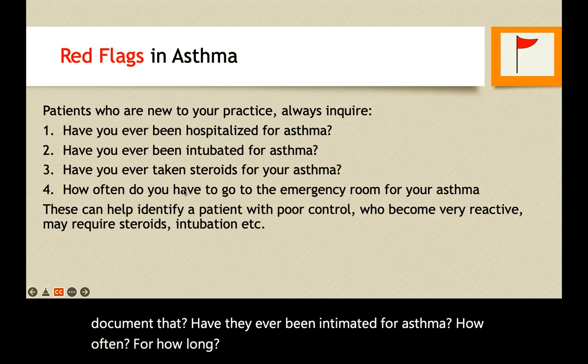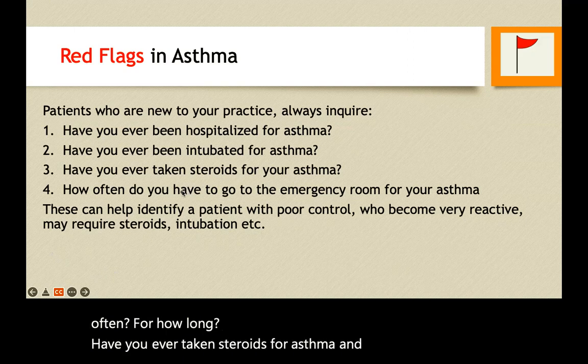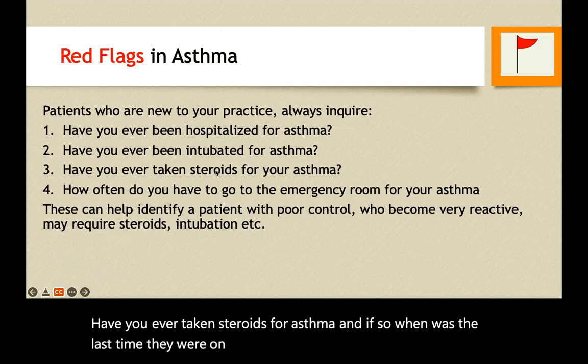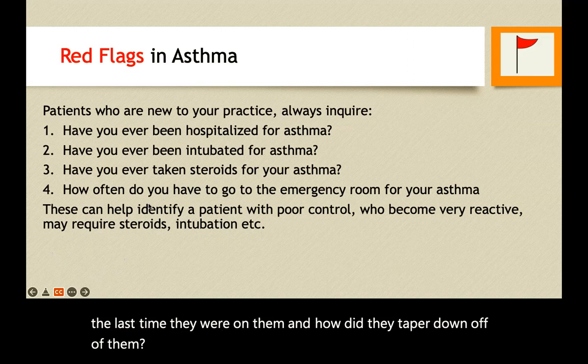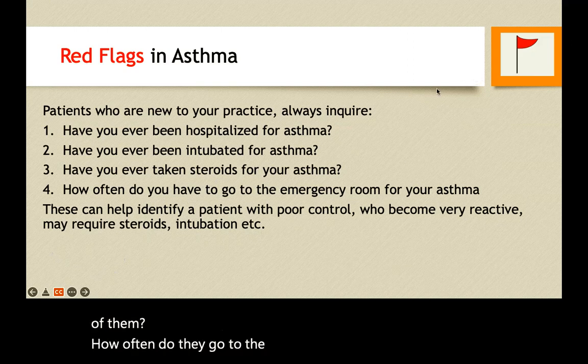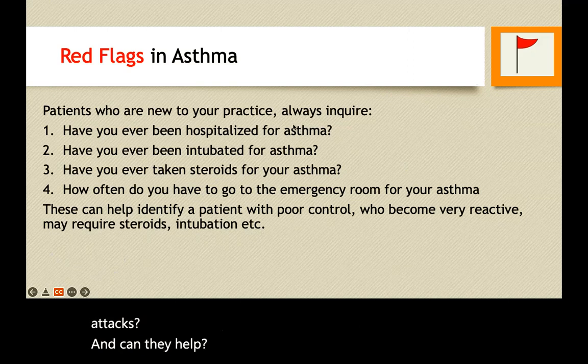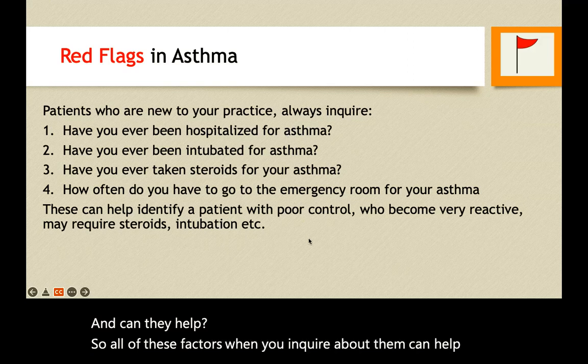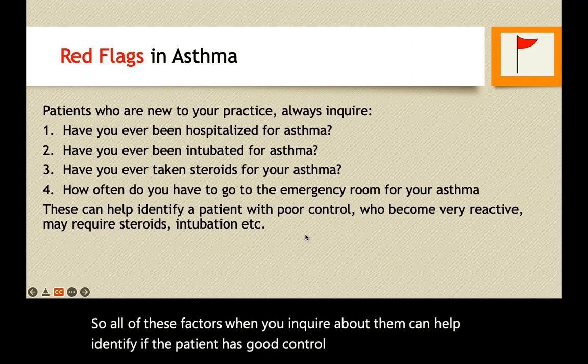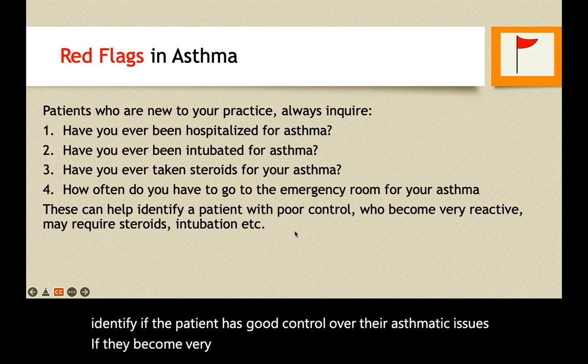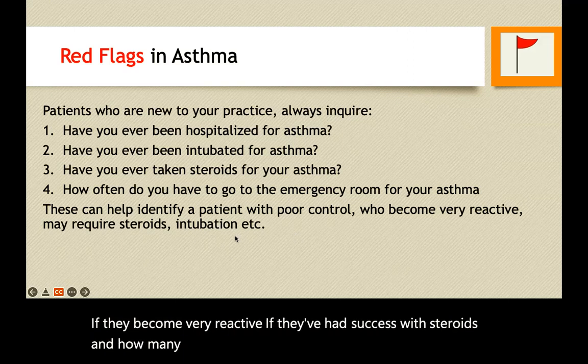Have you ever taken steroids for your asthma? And if so, when was the last time they were on them? And how did they taper down off of them? How often do they go to the emergency room for their asthma attacks? All of these factors, when you inquire about them, can help identify if the patient has good control over their asthmatic issues, if they become very reactive, if they've had success with steroids, and how many times they've been intubated.